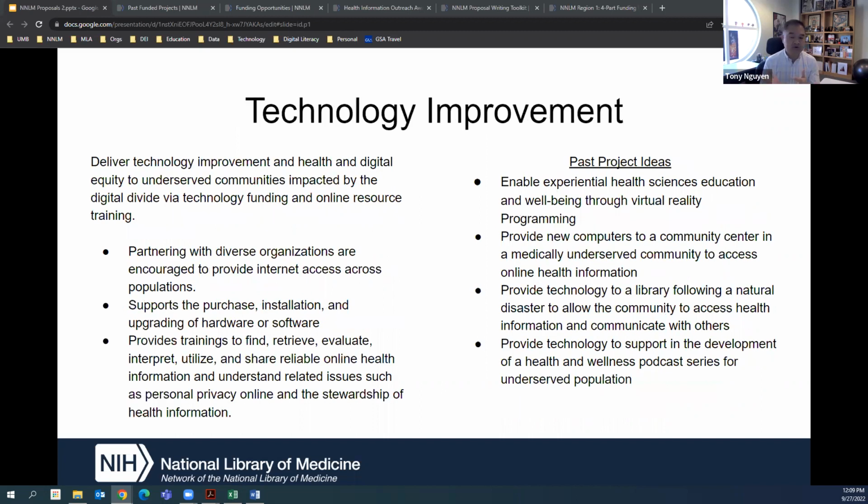Lastly, there's technology improvement. The goal is to help with addressing specifically things related to the digital divide. So we understand that there's this need for technology to help with that. You can purchase hardware, software, mobile Wi-Fi devices, etc. And hopefully you'll include and incorporate health information as part of this as well. So some past project ideas included experiential health sciences education to help with virtual reality, providing new computers at a community center to help connect with the underserved populations and access online health information.